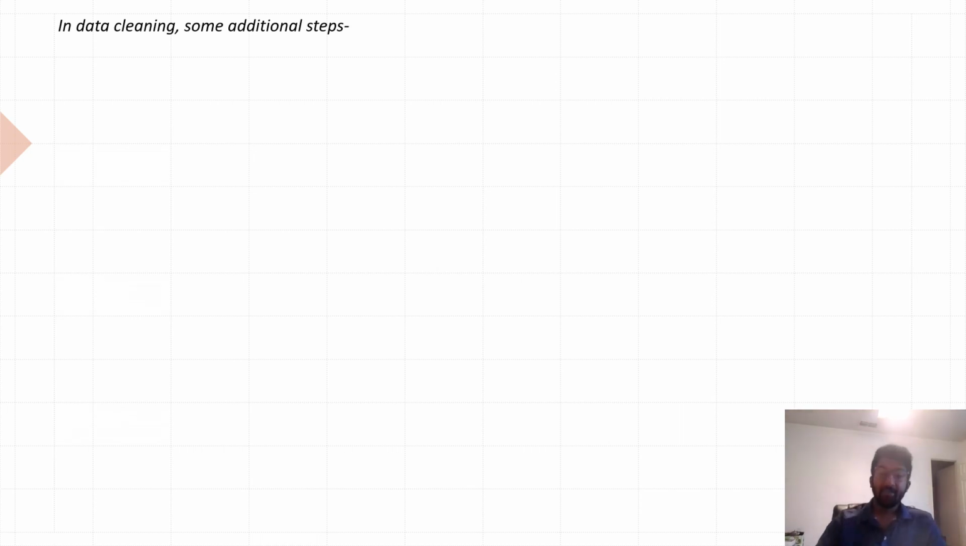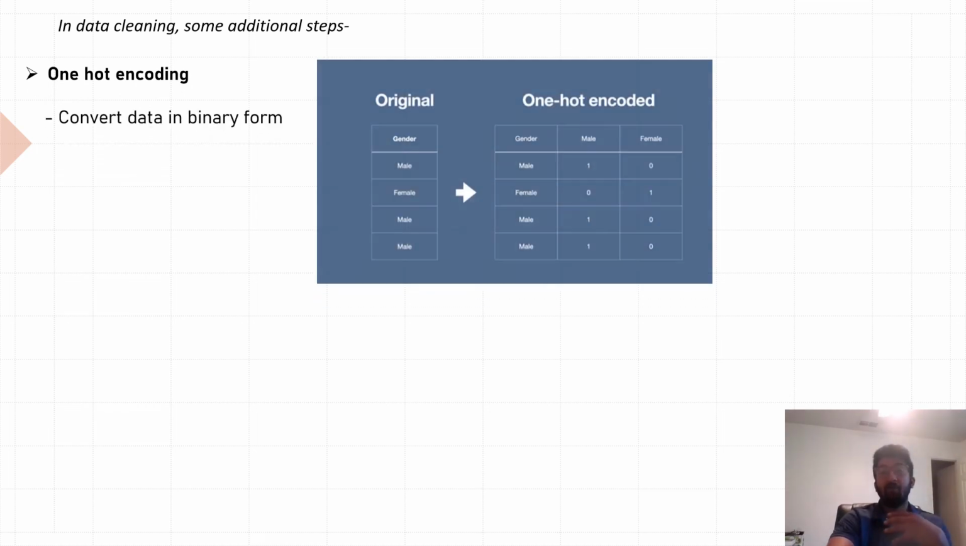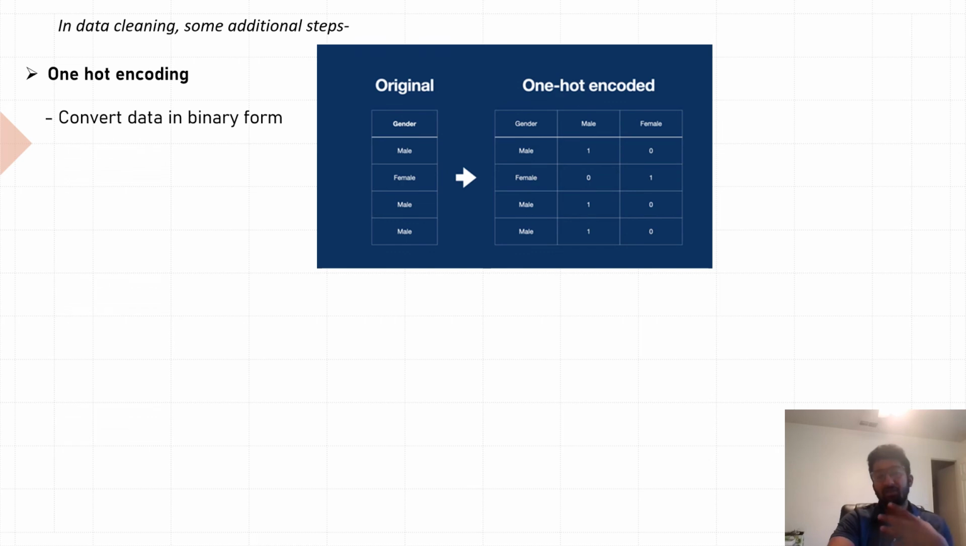After data imputation and outlier handling, there is something called one-hot encoding, where we convert the data into binary form. It's not that machine learning is not able to understand other data, but if it is converted into binary form, the machine learning model is able to predict efficiently, and it requires less computational memory. So one-hot encoding also comes into data cleaning.